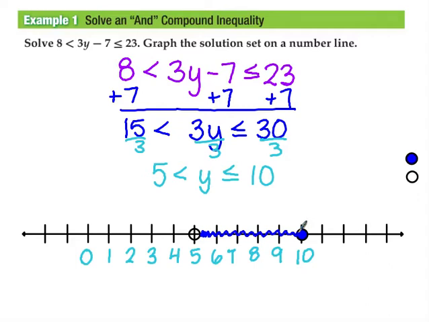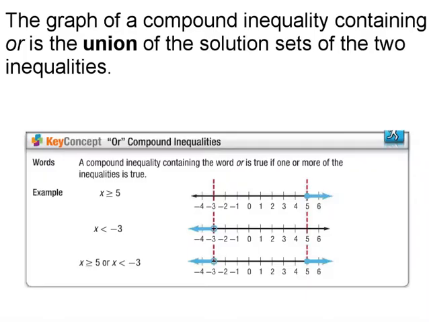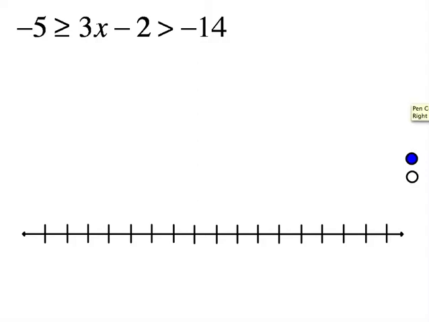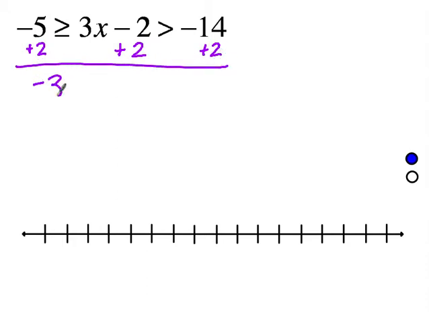The ones that are a little more work is the next one that we're going to look at. Actually, I take that back. We're going to go ahead and just look at this one. Is this a different one? No, this is about the same. We're just going to look at this one again. So what do you think you're going to do first? Add 2. So I end up getting -3 is greater than or equal to 3x, which is greater than -12.